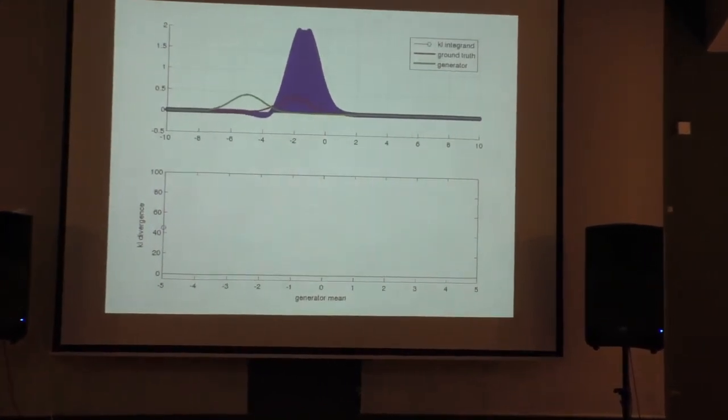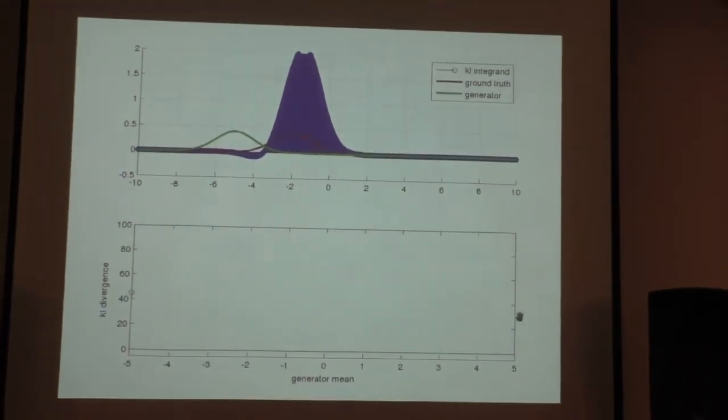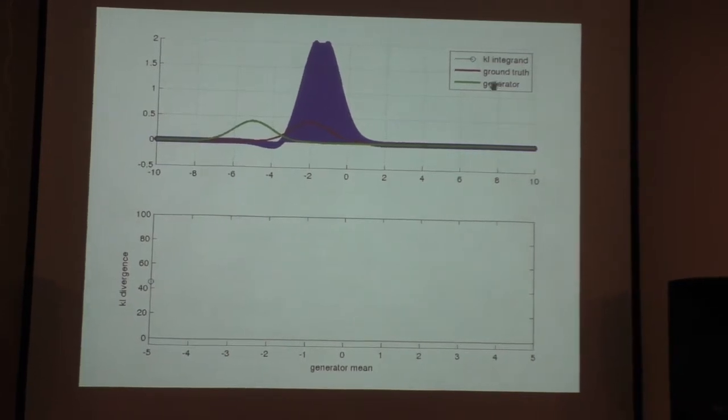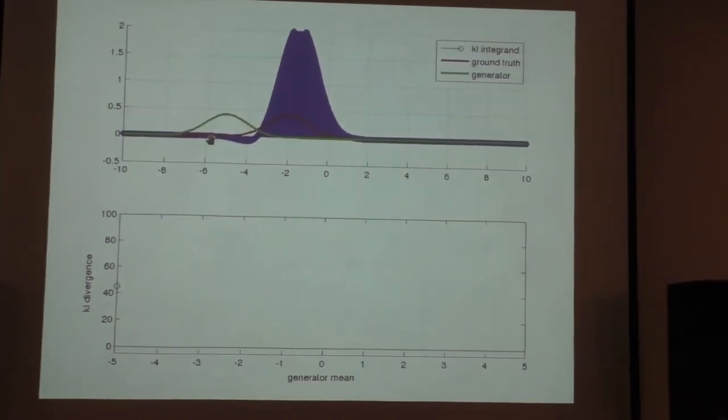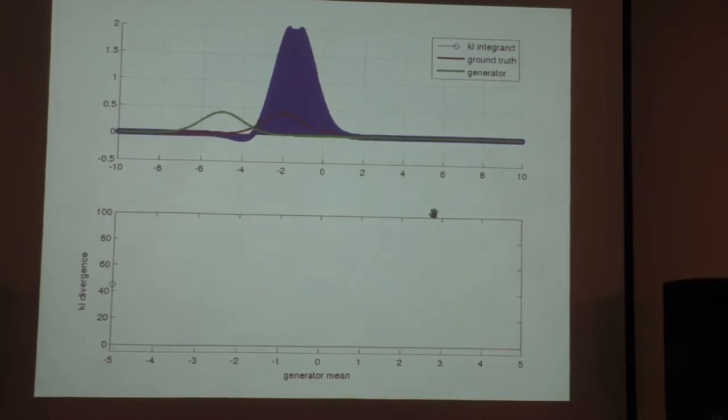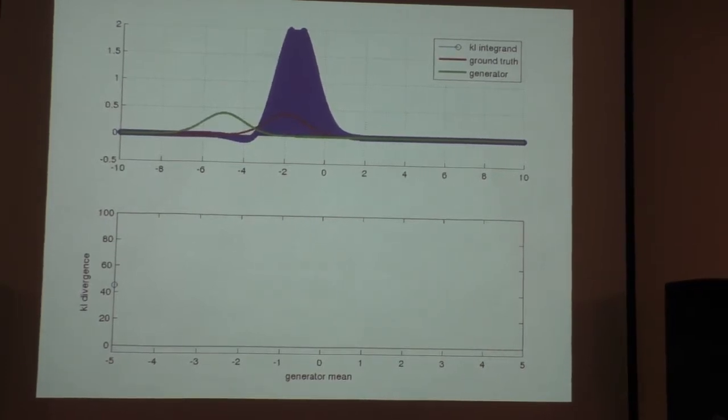So in this example, I have two probability density functions. One is the ground truth in red, and the green one is the one that I am trying to fit. So the green would be my model. And as I move this model, I change its parameters.